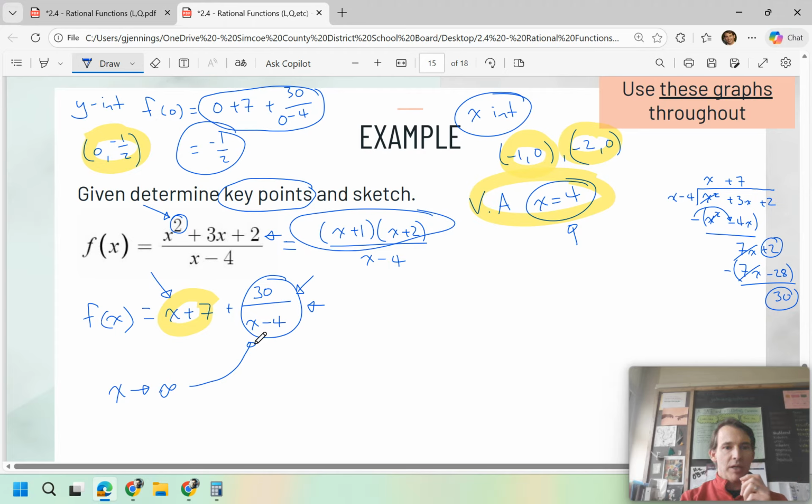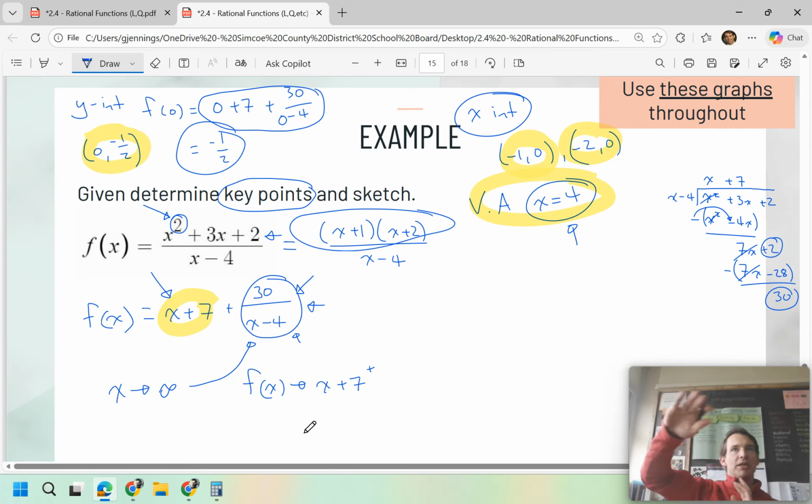So as x goes to infinity, f of x goes to x plus 7, because that thing is approaching 0, and it's approaching 0 on the positive side. So we are approaching x plus 7 on the positive side of x plus 7. You feel me? We're kind of coming down and approaching that asymptote that way. And it's still going to slant up, but we're going to be on top of it.